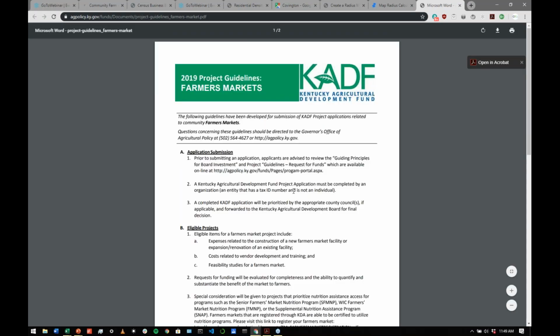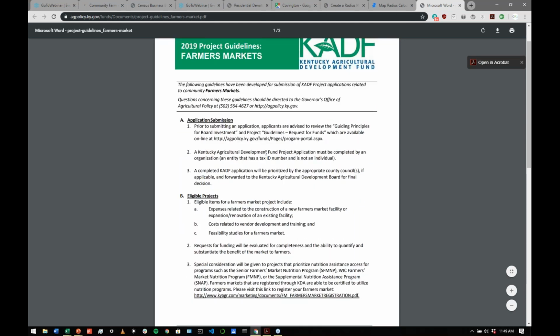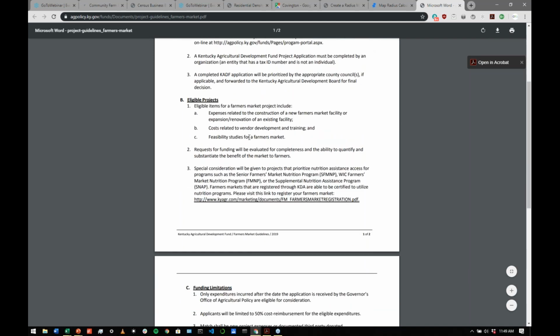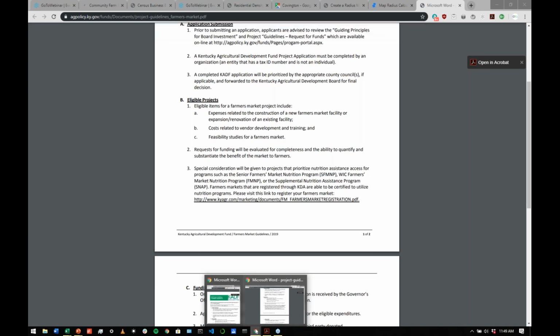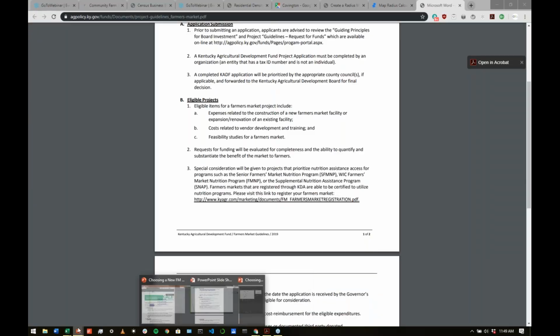Here's the application. These are the guidelines for farmers markets to apply for Ag Development Fund projects. And you'll see that one of them is new construction of a new farmers market facility. So they have funded that. They will continue to fund things like that. So it's worth going through that fund if you are interested in such things. But that's all. I have also included that in a handout as well. Let me pull up.